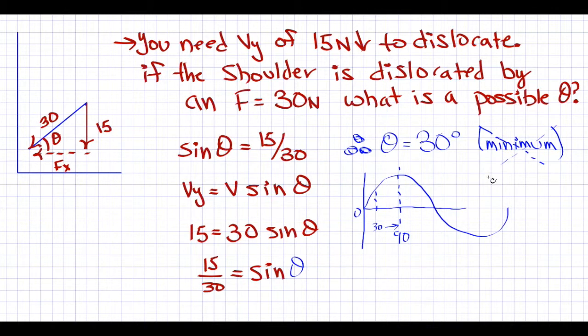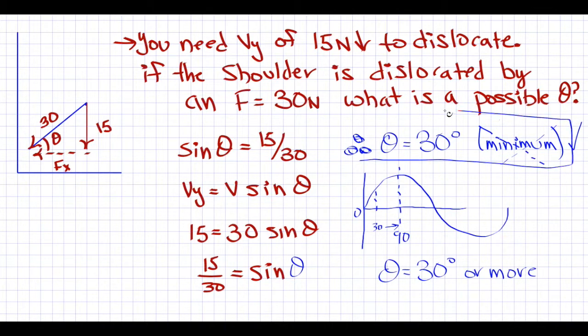And you can try that out in your calculator. So I would say the minimum you need is 30 degrees. Or it could even be more. Obviously, if it was 90 degrees and it was all acting downwards, that would give you a Vy of 30, and that would definitely dislocate the shoulder.